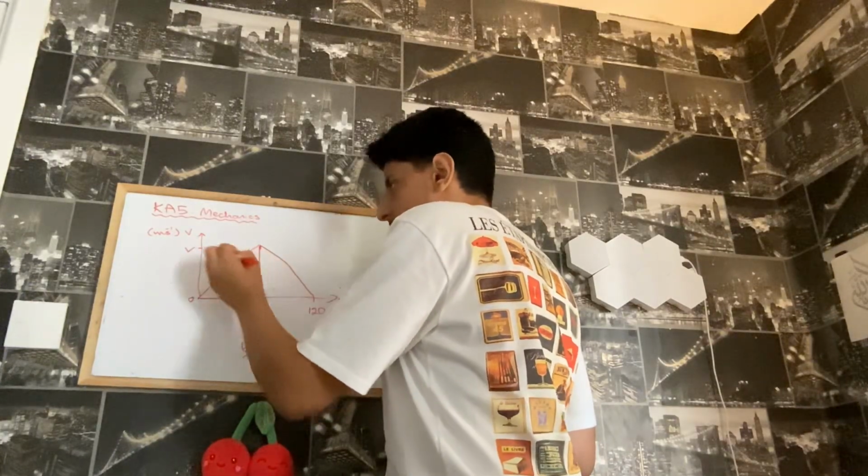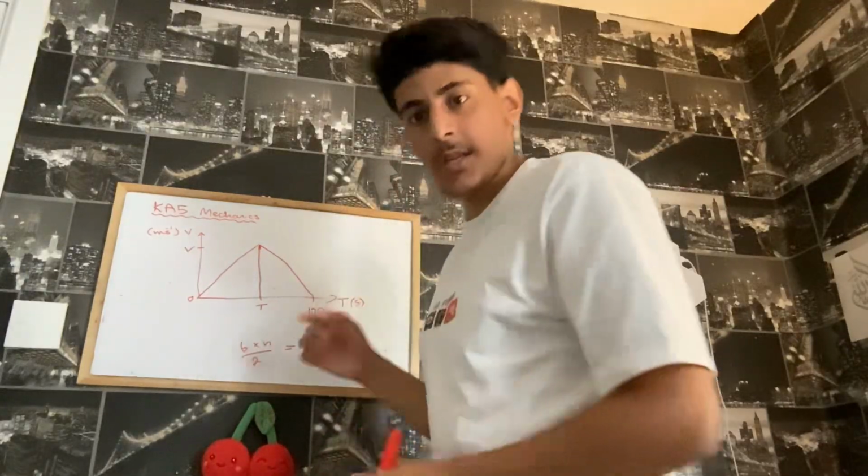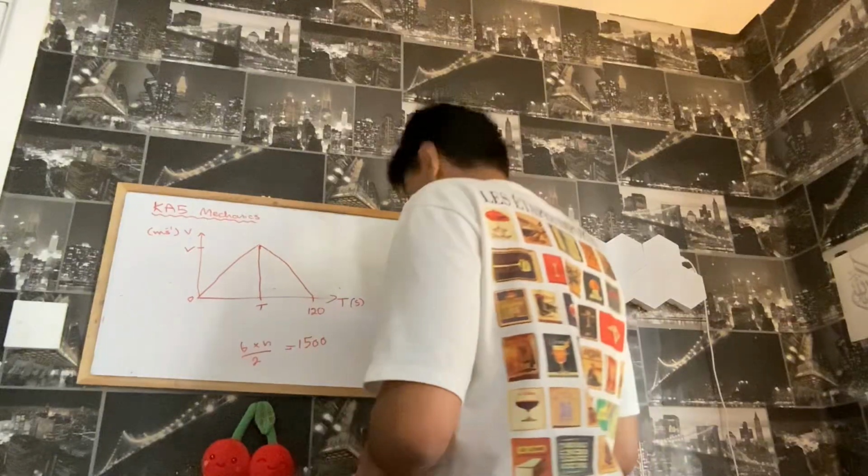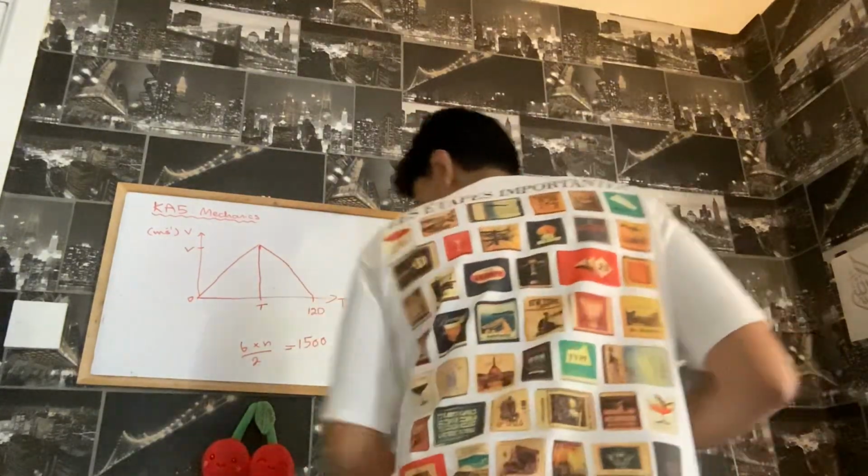This would be our height, and our height is V. Our height over here is V. Now we know our base is 120. So I'm going to apply all the things we already know.